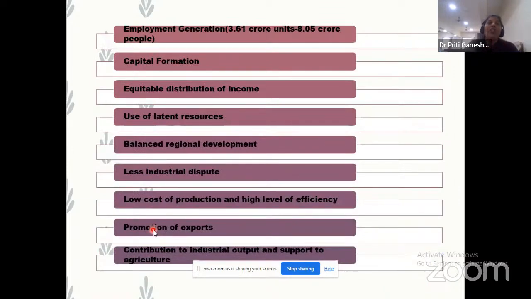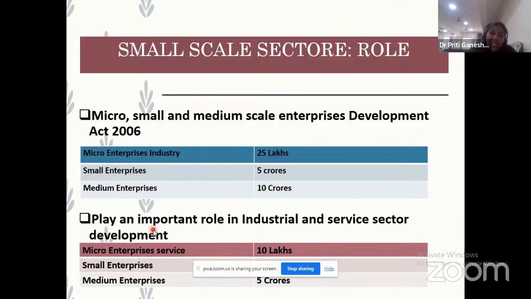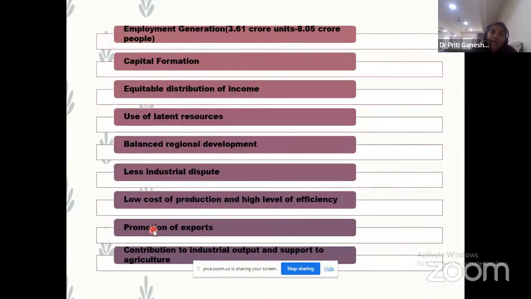Then you have to write the role of small scale industries, what they do. They give us employment opportunities. They help us in capital formation. They help in equitable distribution of income. They also help in optimum utilization of resources. They help in balanced regional development. All these points you have to cover under the role. So this is again an important question from the exam point of view.